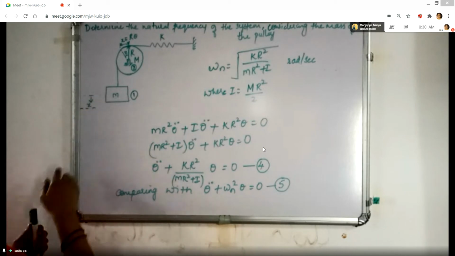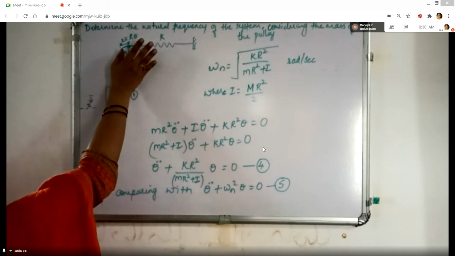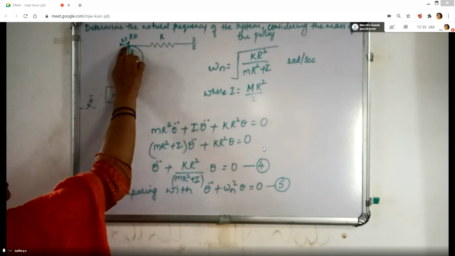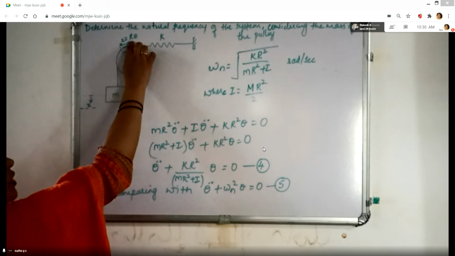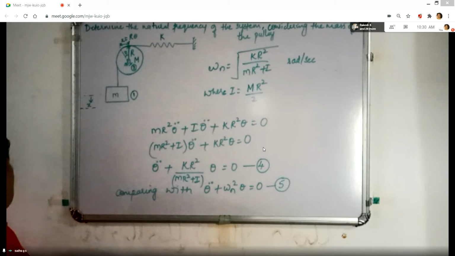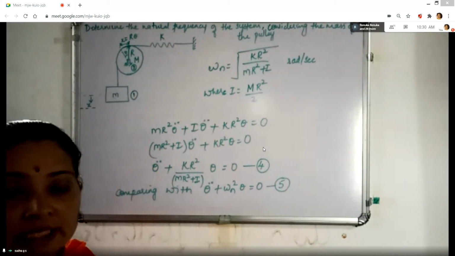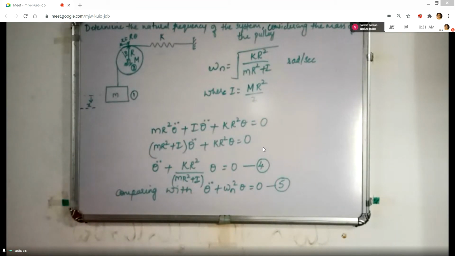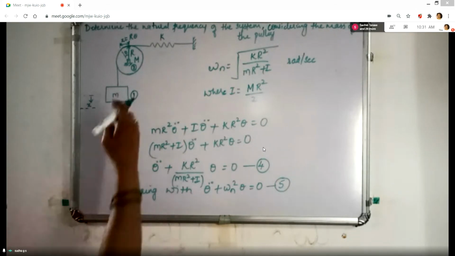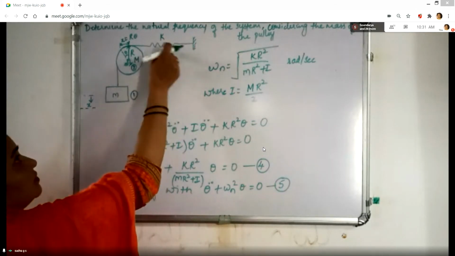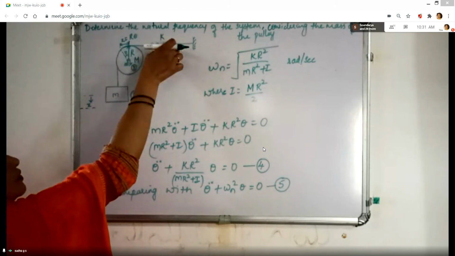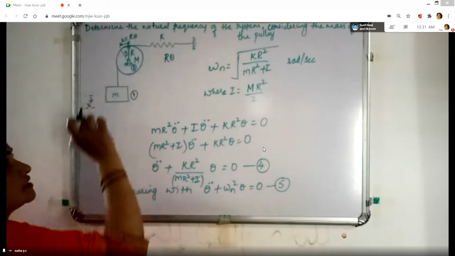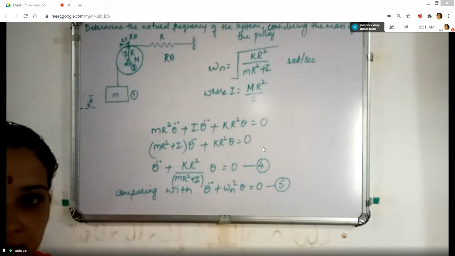When the mass is displaced by a distance of x, here also this pulley moves by an angle theta. So how much distance has it travelled? That is x equal to R theta. Capital R is the radius of the pulley. Theta is the angular displacement of the pulley. What is the linear displacement of the spring? It is also R theta, because it moves like this. It will move by a distance of x when the mass moves x. So x is also having a displacement of R theta.